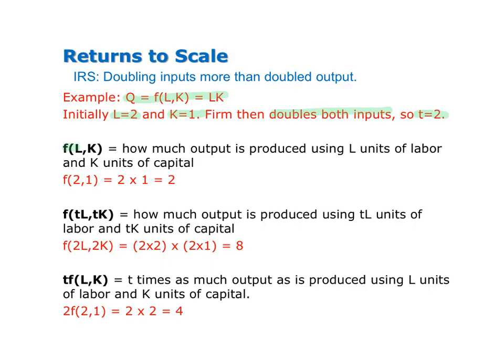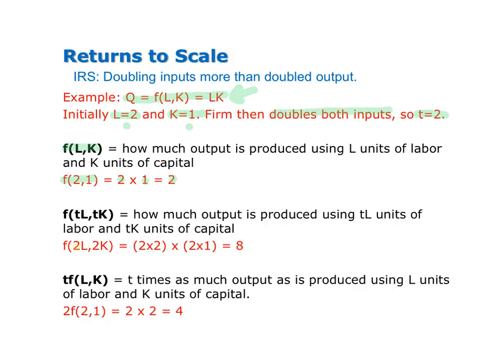All right, so F of L, K, again, is how much output is produced using the original input levels. So originally we have 2 workers and 1 capital. That's right here. So when L is 2, remember the production function, when L is 2 and K is 1, output is 2 times 1, which is 2. Now we're going to look at doubling both of the inputs.